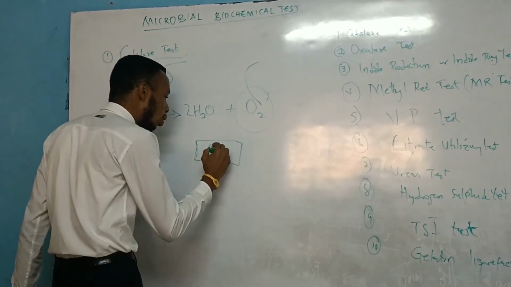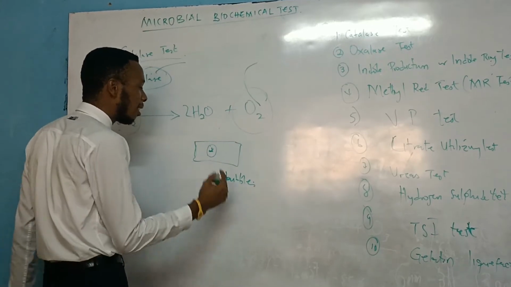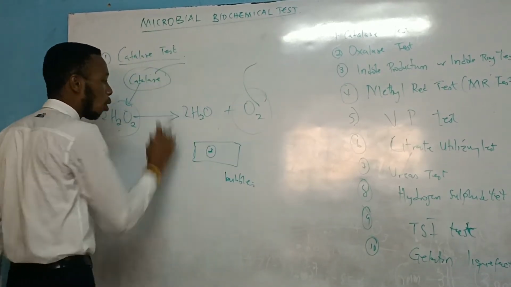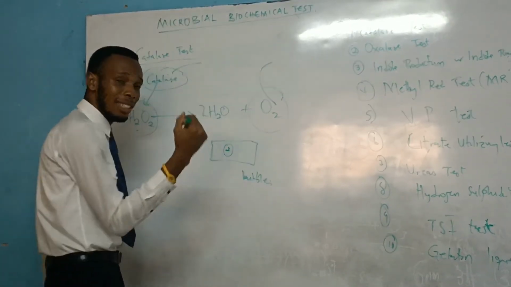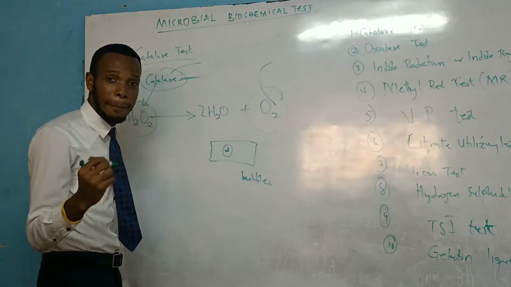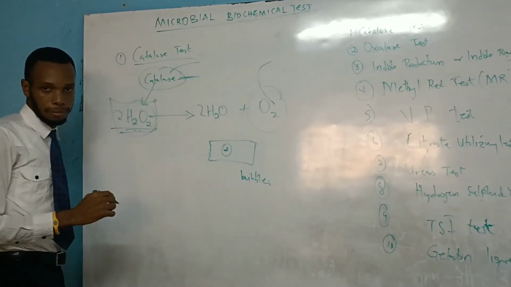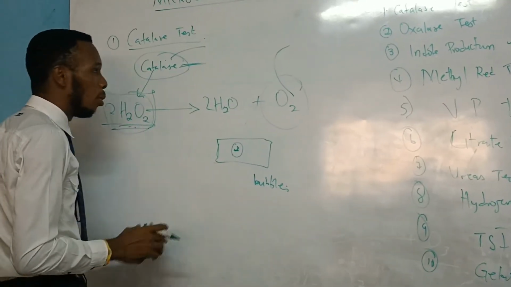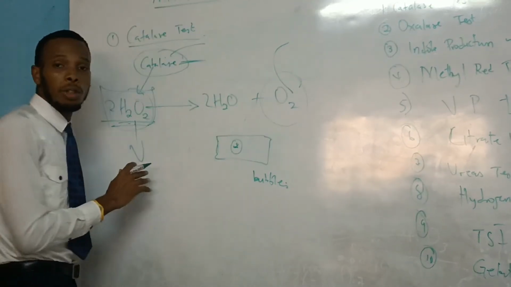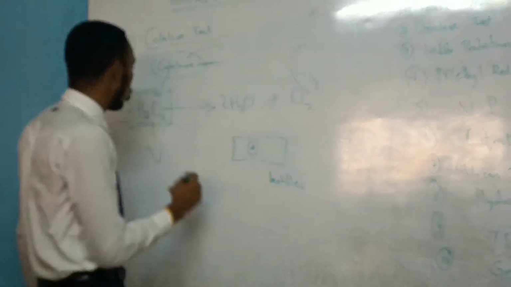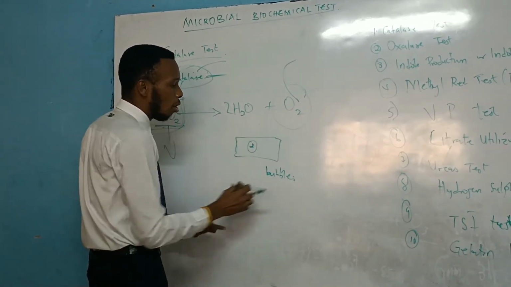If there is the production of bubbles, or effervescence, it indicates that the microorganism you are seeing has the ability to produce or contain the enzyme catalase, or the ability to decompose hydrogen peroxide. An example that we have is the Staphylococcus species. They have the ability to decompose hydrogen peroxide to give us water and oxygen.